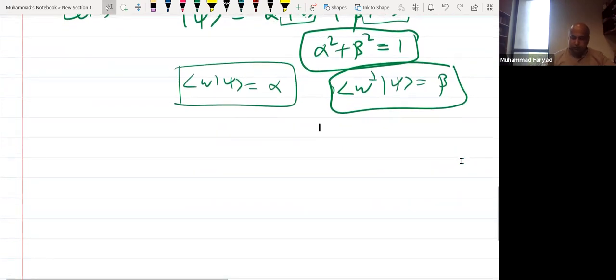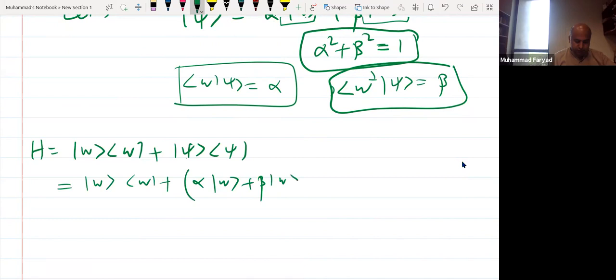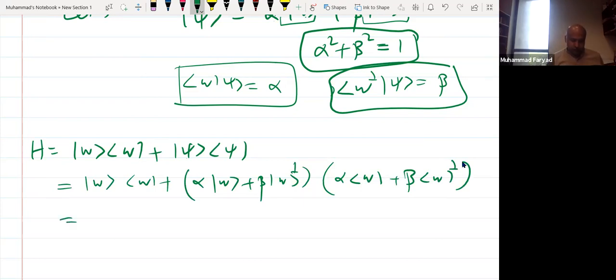Okay, so let's now work out what the Hamiltonian is. So Hamiltonian is omega plus psi. And let me put the expansion for psi that we just worked out. So psi was alpha omega plus beta omega perpendicular. So this will give us omega into omega with alpha square.